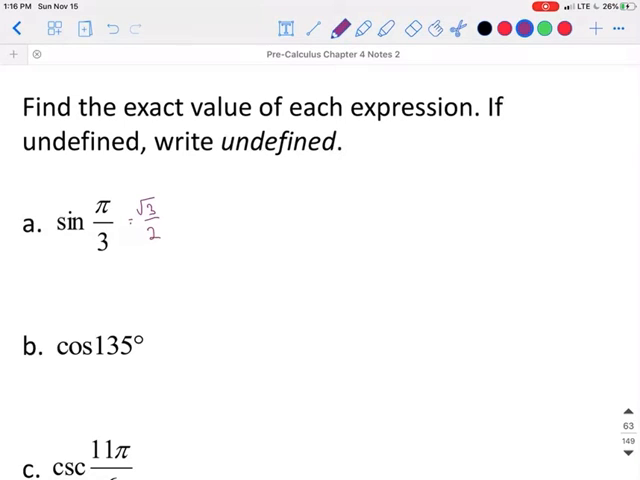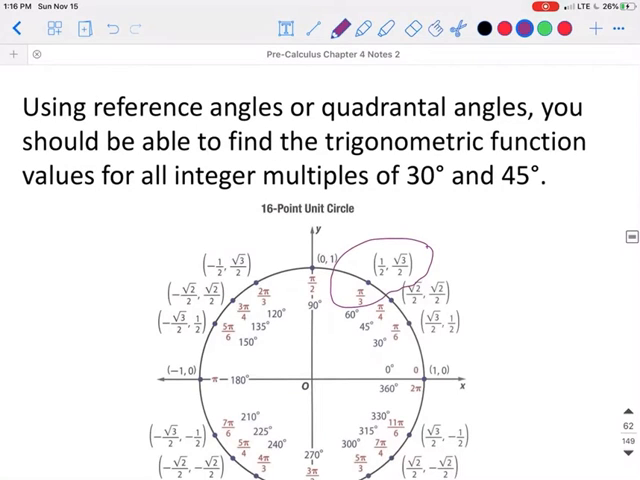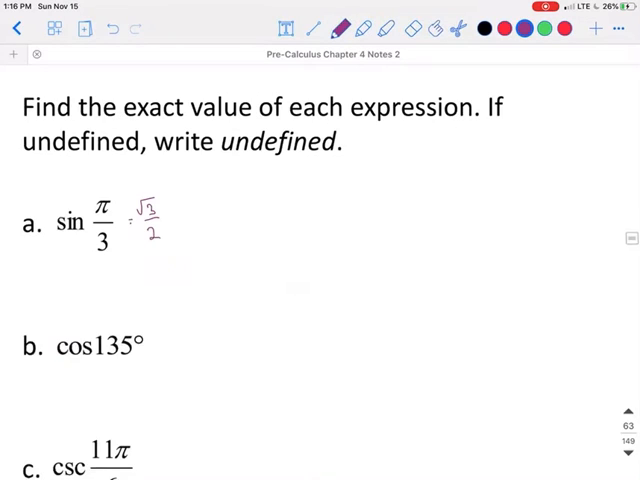The cosine of 135 degrees, cosine is the x-coordinate. So the x-coordinate for 135 degrees is negative radical 2 over 2.